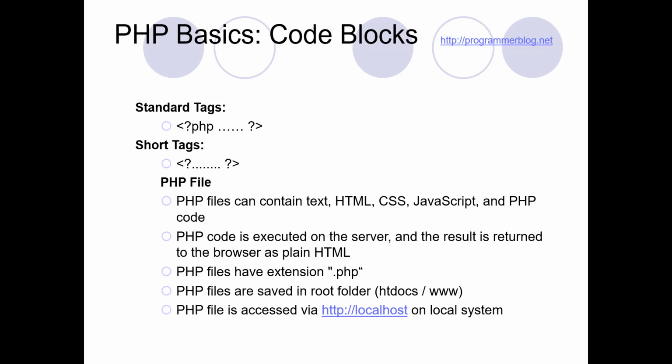PHP files are saved with the extension .php and are saved inside the root folder of our WAMP or XAMPP installation, that is htdocs or www. On the local system we access it using http://localhost/your-project-folder-name.